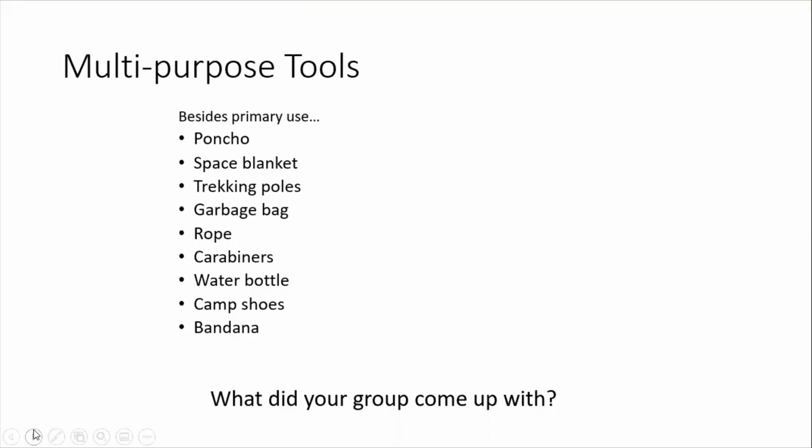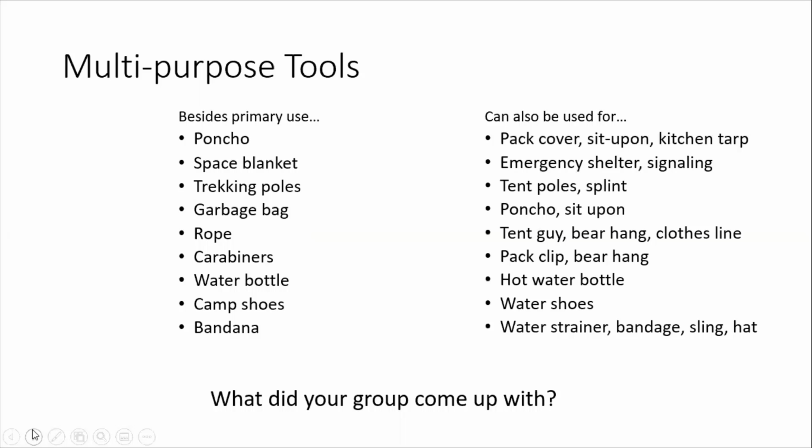I was going to say, if you go one more slide there, Brian, and click it again, you'll see some other ideas about ways that some standard items in your backpack might be used. A poncho could be used as a pack cover or a sit-upon. The space blanket, we talked about that. Trekking poles. A garbage bag can be used as a poncho or a sit-upon. I've actually used a garbage bag as my rain jacket in a pinch when my waterproofing failed and I thought I was going to freeze to death.